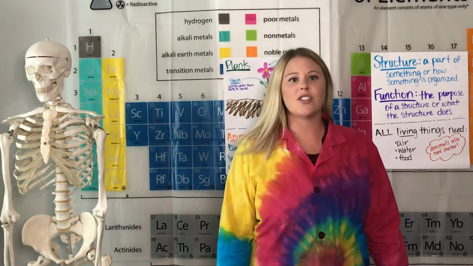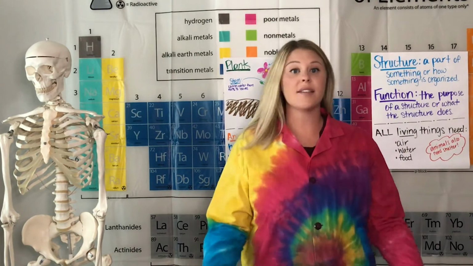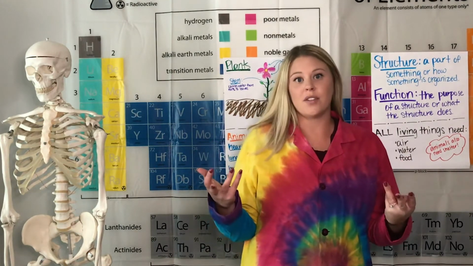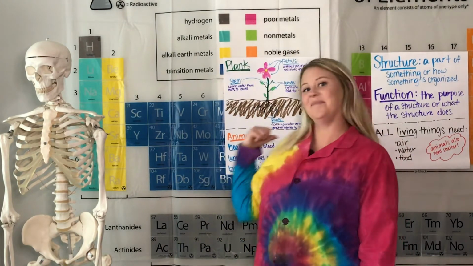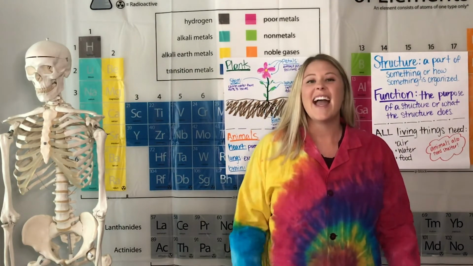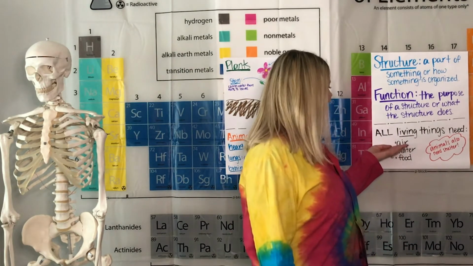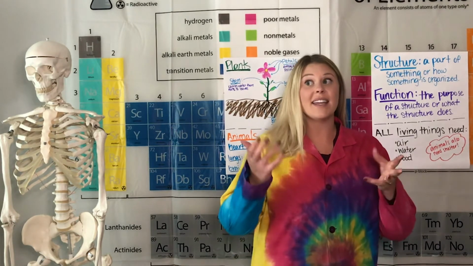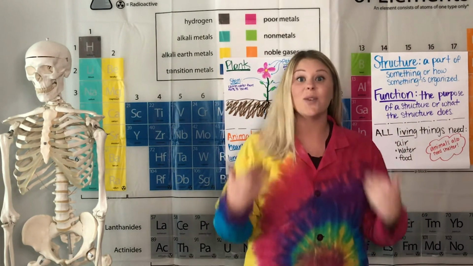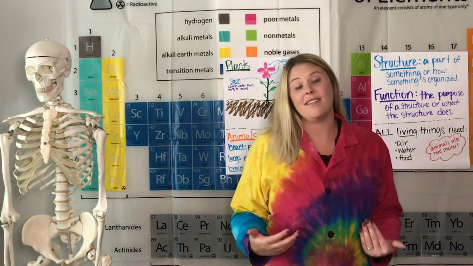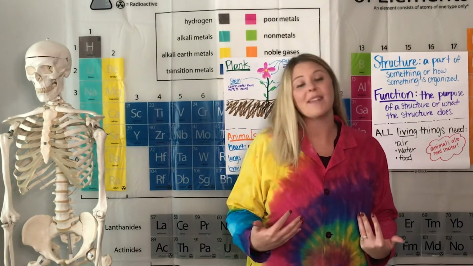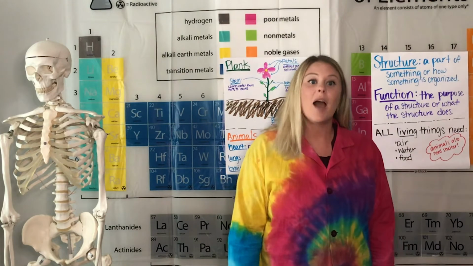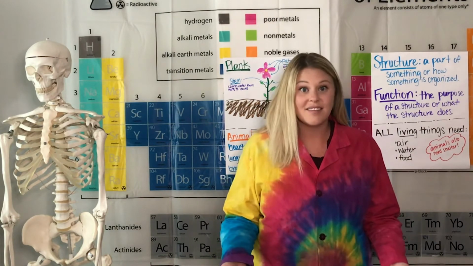Now, you may have heard the term oxygen or carbon dioxide. Both of those are elements on the periodic table. Now, the reason we say air for all living things is that there are some living organisms that need oxygen from the air, like you and me. We need oxygen to help our bodies. Now, plants, on the other hand, plants need carbon dioxide.